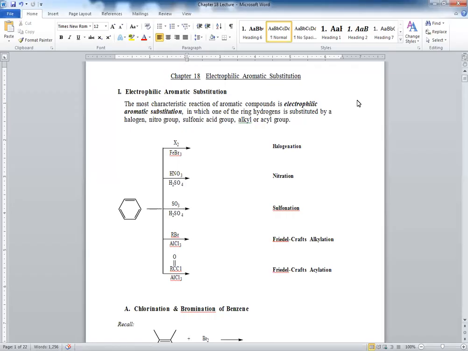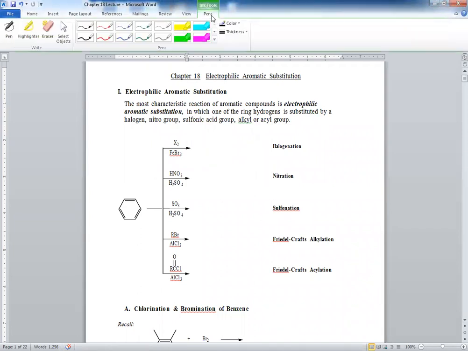In Chapter 18, we will go over electrophilic aromatic substitution as well as reactions at the substituents on a benzene ring. Let's begin right away with electrophilic aromatic substitution. As the name implies, a substitution reaction takes place here, not an addition, but a substitution reaction. And usually this is shortened with EAS. So EAS stands for electrophilic aromatic substitution.